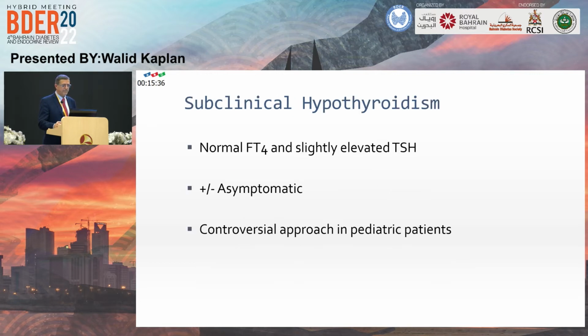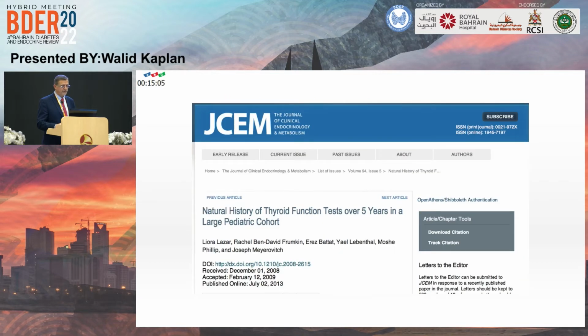So this is subclinical hypothyroidism, which is by definition a condition of slightly elevated TSH with normal free T4 in a patient who has no symptoms at all or has non-thyroid-specific symptoms. Again, it's a controversial condition that some physicians treat and some do not. In adult endocrinology, this is probably a treatable condition, unlike in pediatric patients. Let me show you why. I'm going to show you 3 studies. They're not very recent, about 10 years old, but they're reliable.